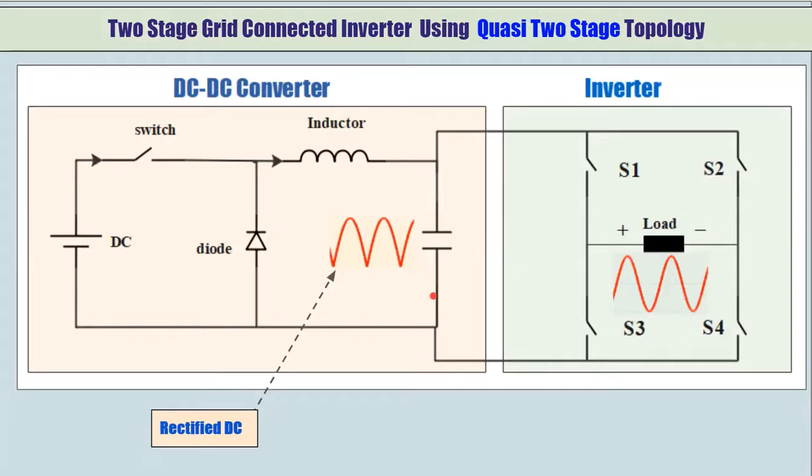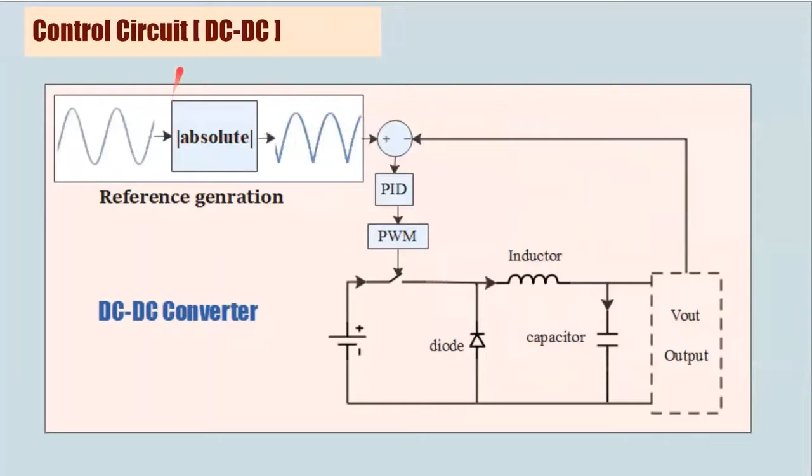So let's see how this control algorithm works. There will be two control algorithms. First for the DC to DC converter and another for the inverter. So this is control algorithm for DC to DC converter. This is our reference output voltage of the inverter. So let's say maybe this may be input, this may be grid voltage. Then we will take absolute value. So it will be like this rectified DC.